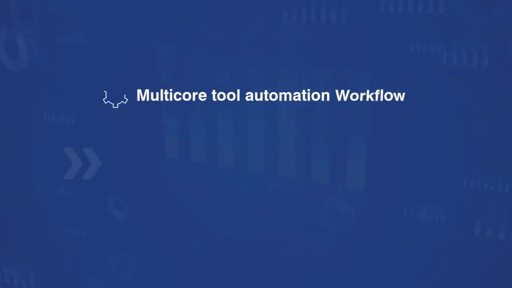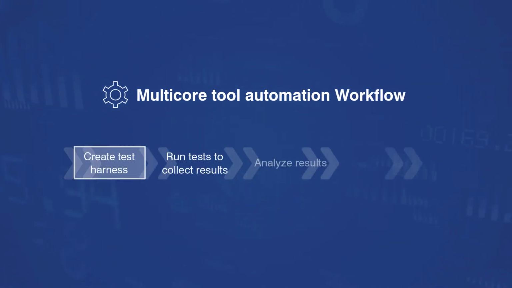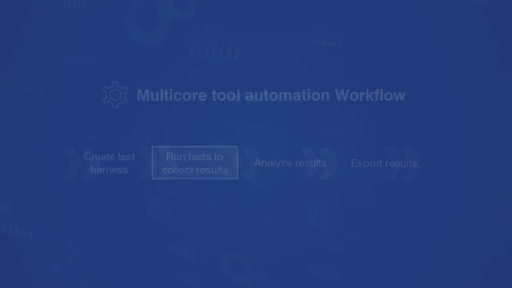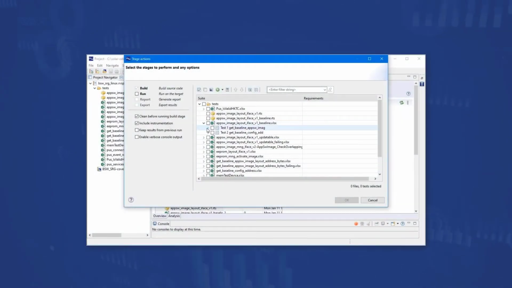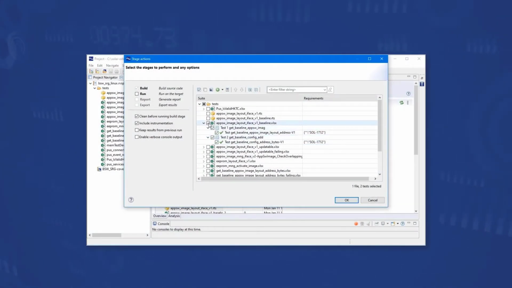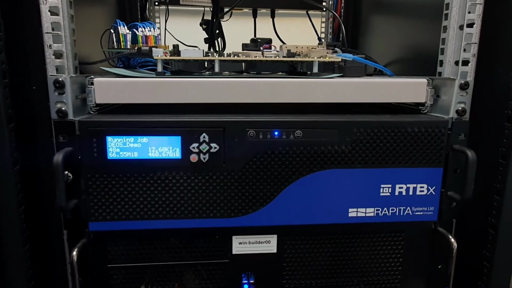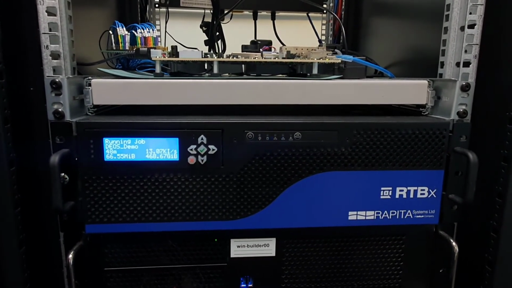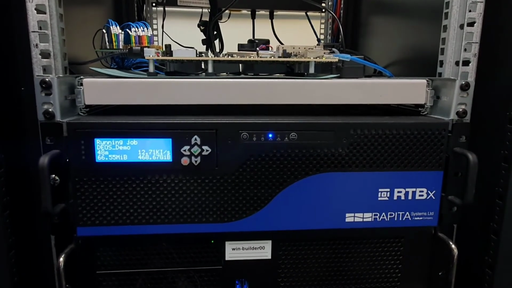The next stage in the workflow is running the tests on target to collect results. Tests can be run on target from within the RVS user interface, or they can be run separately and results later imported into RVS. You can use a wide range of hardware to collect results from multicore tests. In our demo, we use the RTBX to collect results.